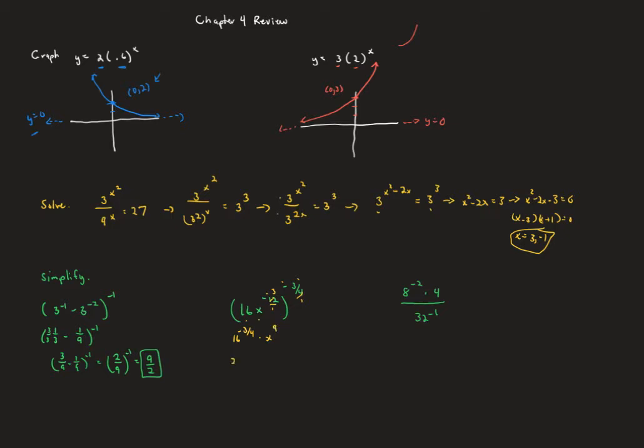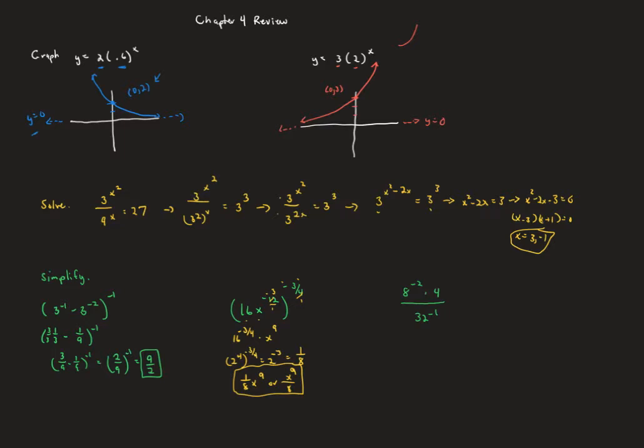Now the 16 is 2 to the 4th raised to the negative 3/4 power. We can again cancel those 4's, get 2 to the negative 3, which is 1 over 2 to the third, and so we will get 1/8 x to the 9th, or you could also call that x to the 9th over 8. Either of those would be acceptable.